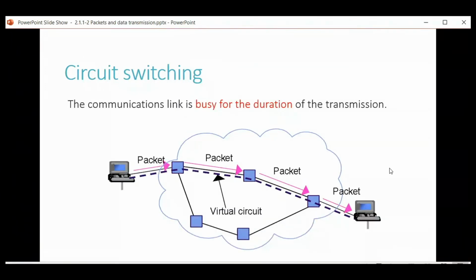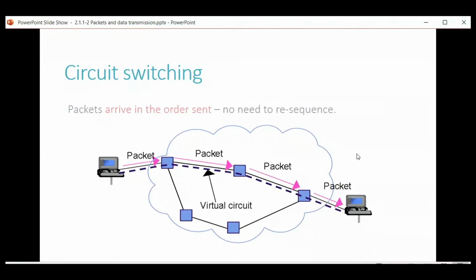Now, this is problematic because what happens, as it says here, you create a virtual circuit between point A and point B, but that circuit is now busy for the entire duration of the transmission. So if one device sends and then it waits for a response, the circuit is busy while it's waiting for the response if the other end's busy.